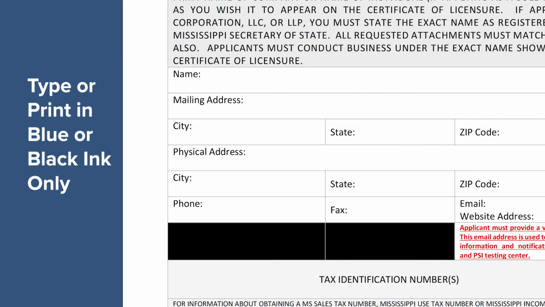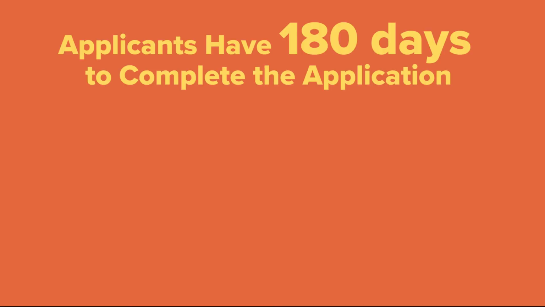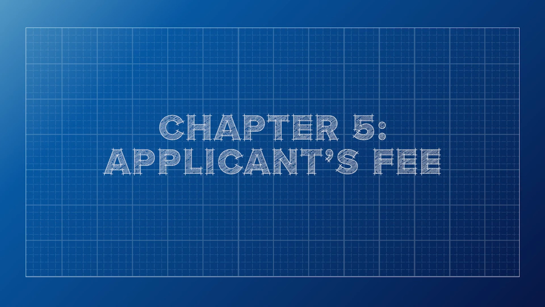Please type or clearly print your answers in blue or black ink only. When MSBOC receives your application, it is scanned into a computer system, and anything other than blue or black ink cannot be read. Lastly, please remember that applicants have 180 days to complete the application process. After 180 days, incomplete applications are destroyed. Now that we've gotten those basics out of the way, it's time to get started.